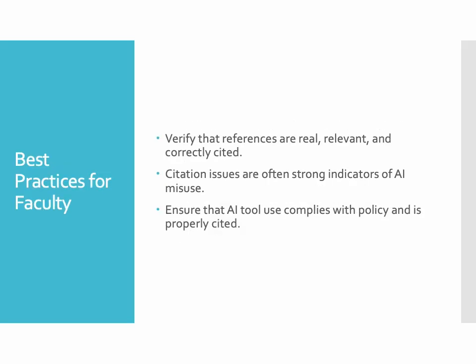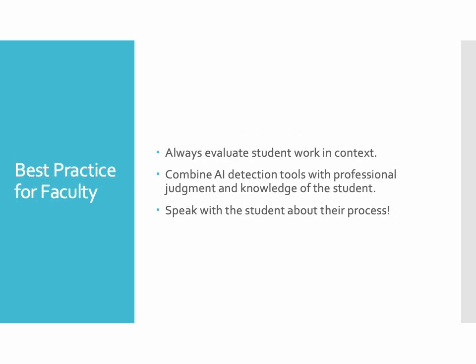So some best practices for faculty, including verifying that all the references are real, relevant, and correctly cited. And ensure that any use of AI tools complies with the course policy and is also properly cited in the student's reference list. Always evaluate the student work in context and combine your own judgment with that of the AI detection tool. And finally, make sure to speak openly with students about their writing process and inquire about the completion of the assignment. Thank you.